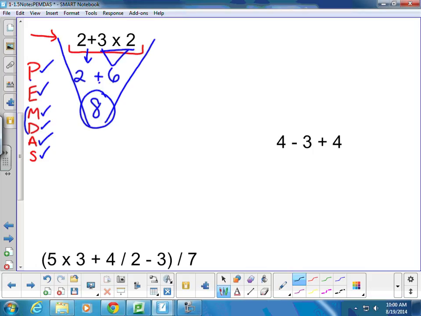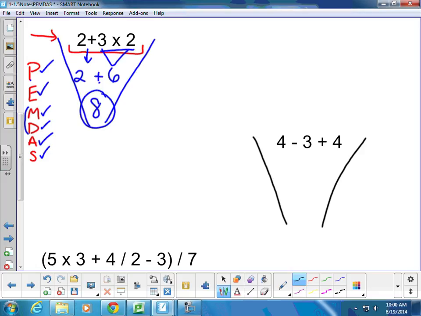This time, I'm not going to write my checklist, but I am going to show you that I am going to solve this using that funnel system again, organizing my work and rewriting my steps. So I see no parentheses. I see no multiplication.